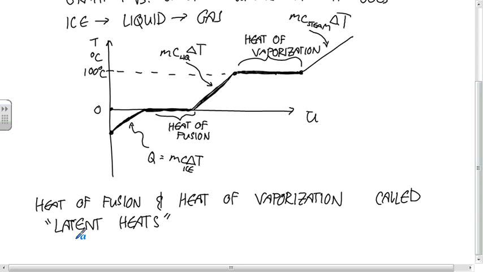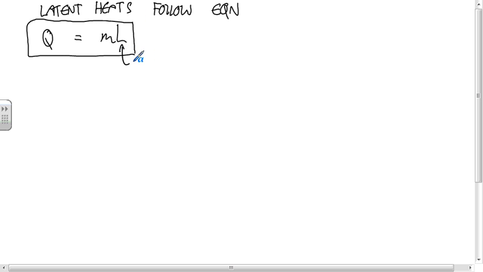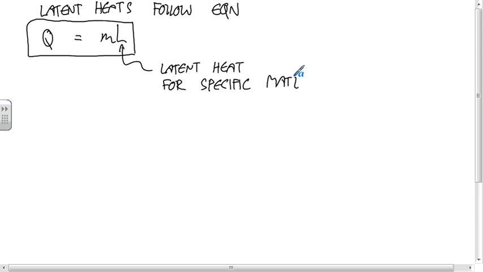And latent heats follow this formula: the heat added is equal to the mass of the material times L. And this L is the latent heat for your specific material, and for the specific phase change that it's going through.